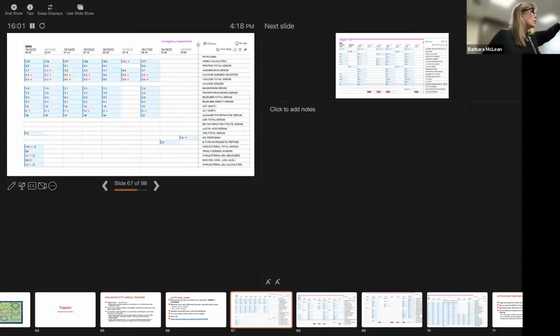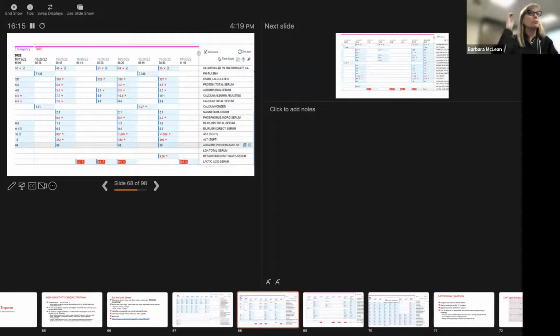Okay, that's significant. Anything in men greater than 20 is significant. Anything in women greater than 15 is significant. This high sensitivity troponin is 36. This is significant. And that's the reason we have transferred over to high sensitivity troponin.